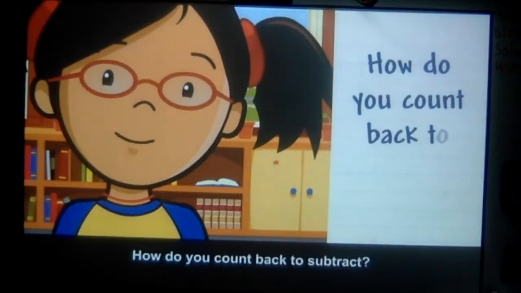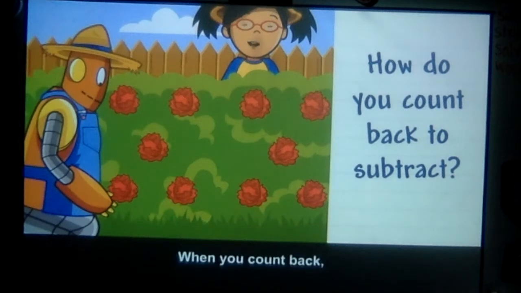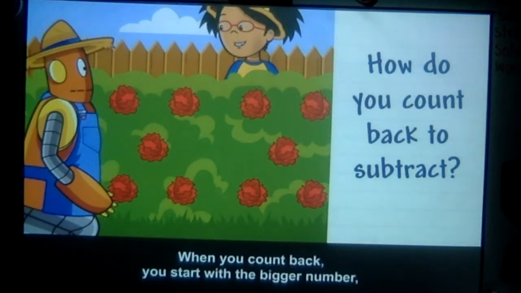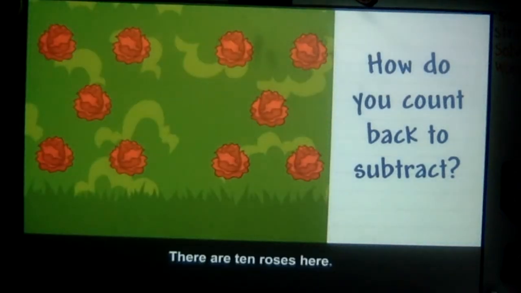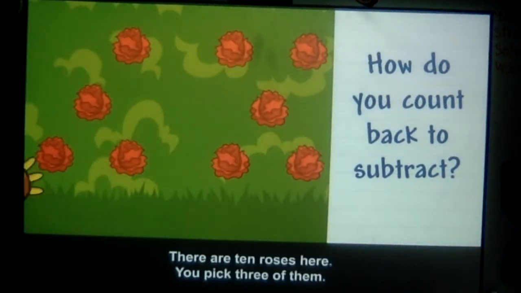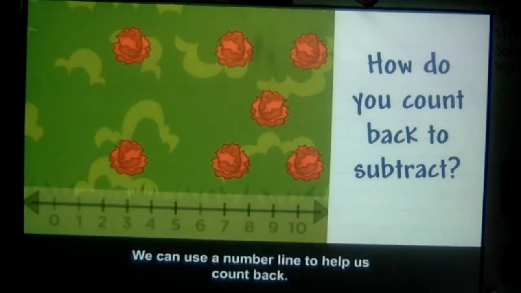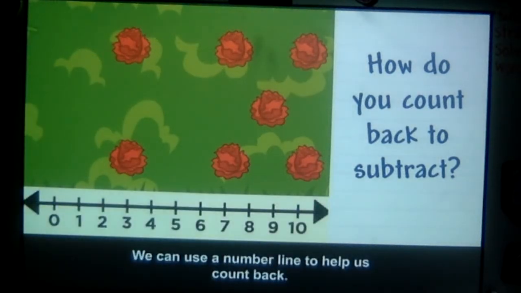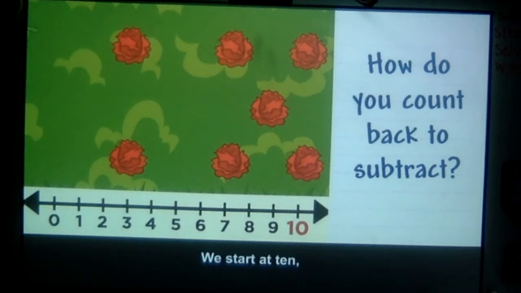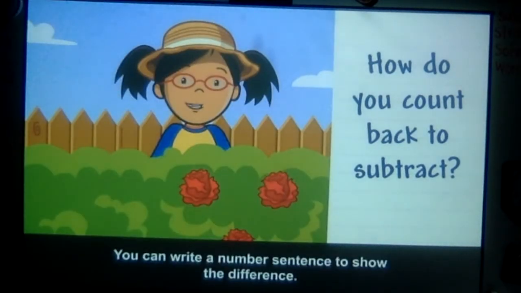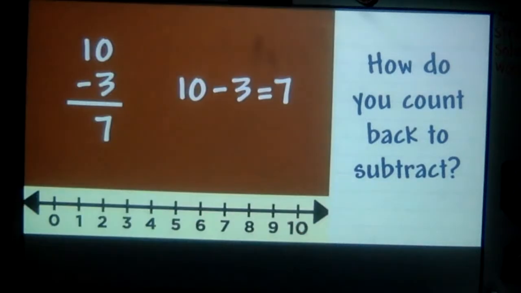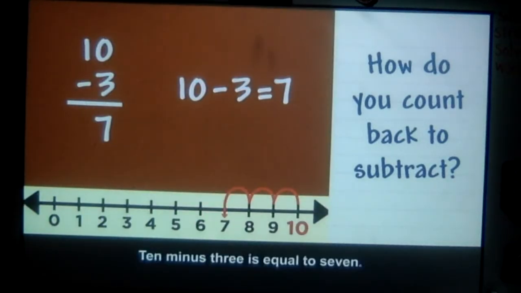How do you count back to subtract? When you count back, you start with the bigger number and then count back the smaller number. There are 10 roses here. You pick 3 of them. We can use a number line to help us count back. We start at 10, and then we count back 3, 9, 8, 7. So there are 7 roses left. You can write a number sentence to show the difference. 10 minus 3 is equal to 7.